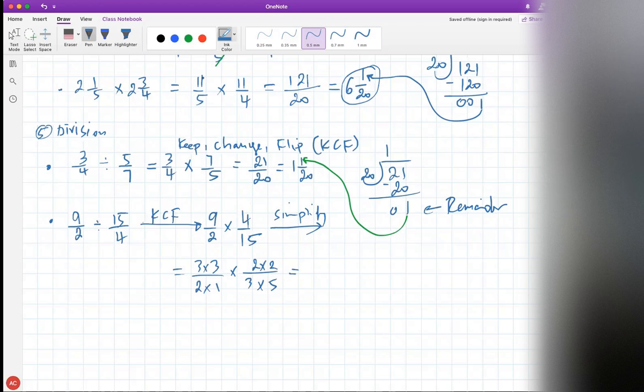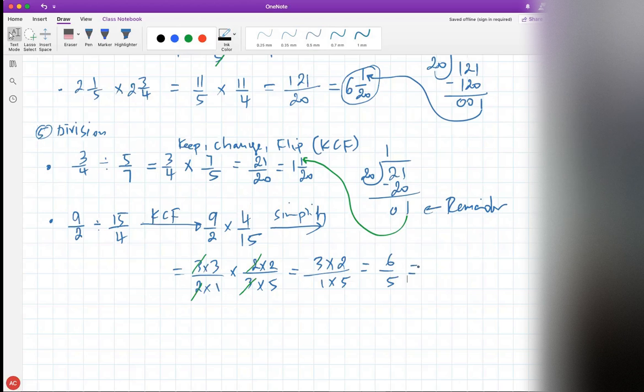Now we can reduce, cancel any common numbers. Again, it has to be 1 from the top against 1 from the bottom. So cancel the 3, cancel the 2 against the 2. That's all that cancels. So now 3 times 2 over 1 times 5. 3 is left here, 2 times 1 times 5. That's 6 over 5.